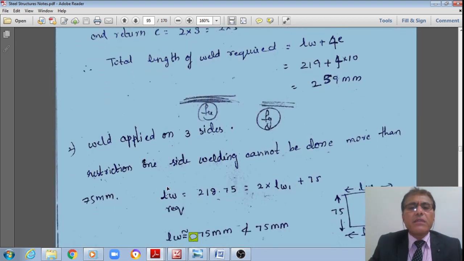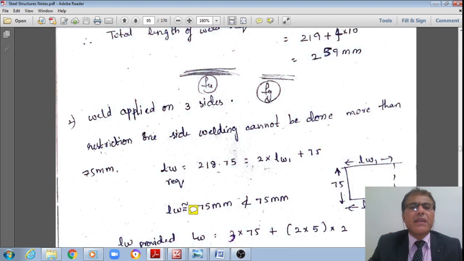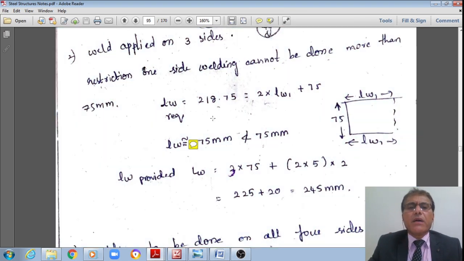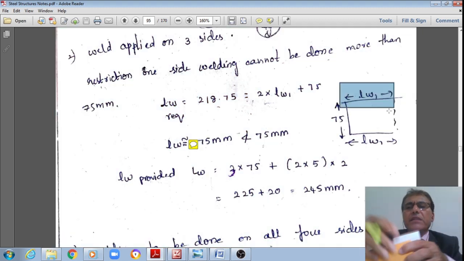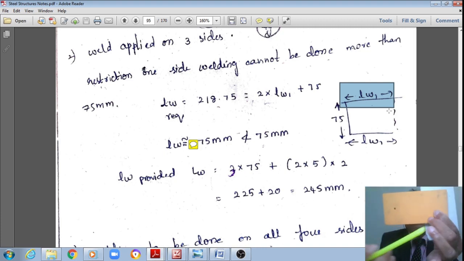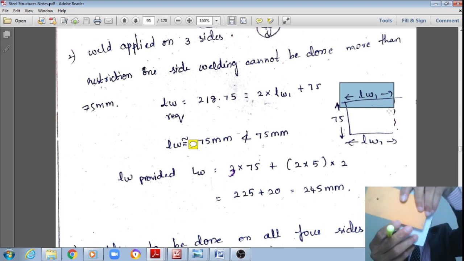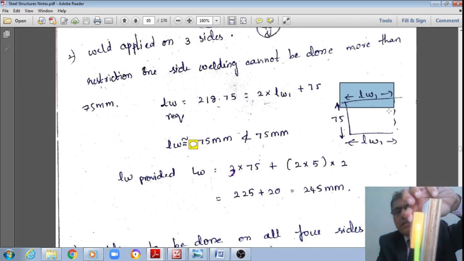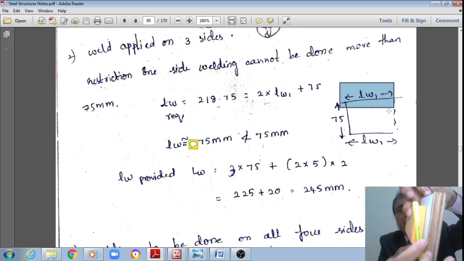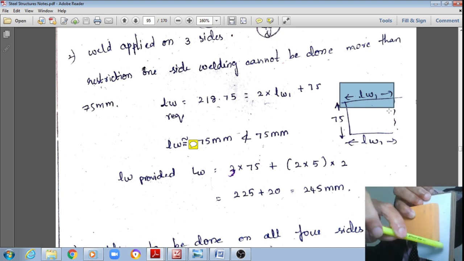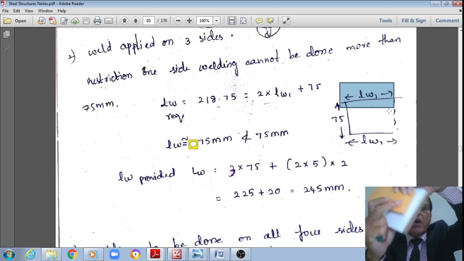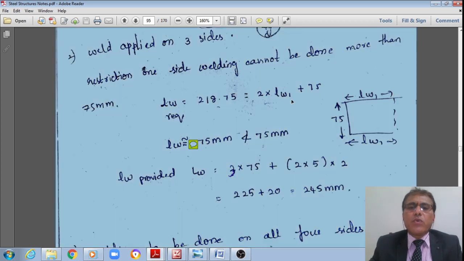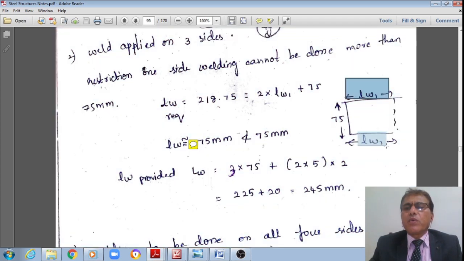Whereas if the weld is provided on three sides, in the second case, the length required will not change. Just now we have seen in the first case that the length required is equal to 218.75 as per that formula. But what changes is that here the weld is provided on three sides: one on the top, a second one on the bottom, and the third one is this vertical weld. That vertical weld length is equal to 75 mm. That is already the restriction, because it cannot be more than the width of this plate, 75 mm. Therefore 75 mm is already fixed. Therefore, now I have this equal to 2 multiplied by LW1 plus 75.